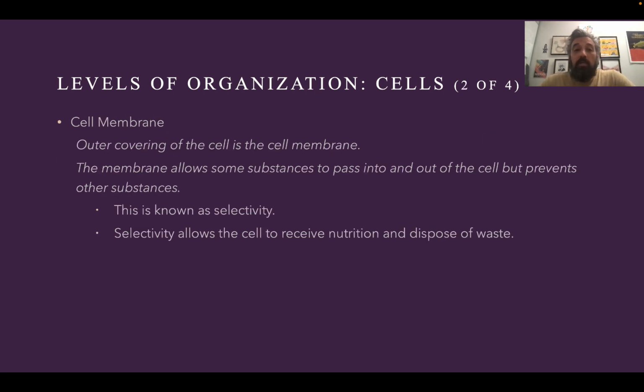The cell membrane is around the outside. It's also a phospholipid bilayer. That means that it's made up of phospholipids in two layers. You might also see it referred to as a plasma membrane or a variety of other different types of names, depending on where you are within the human body.